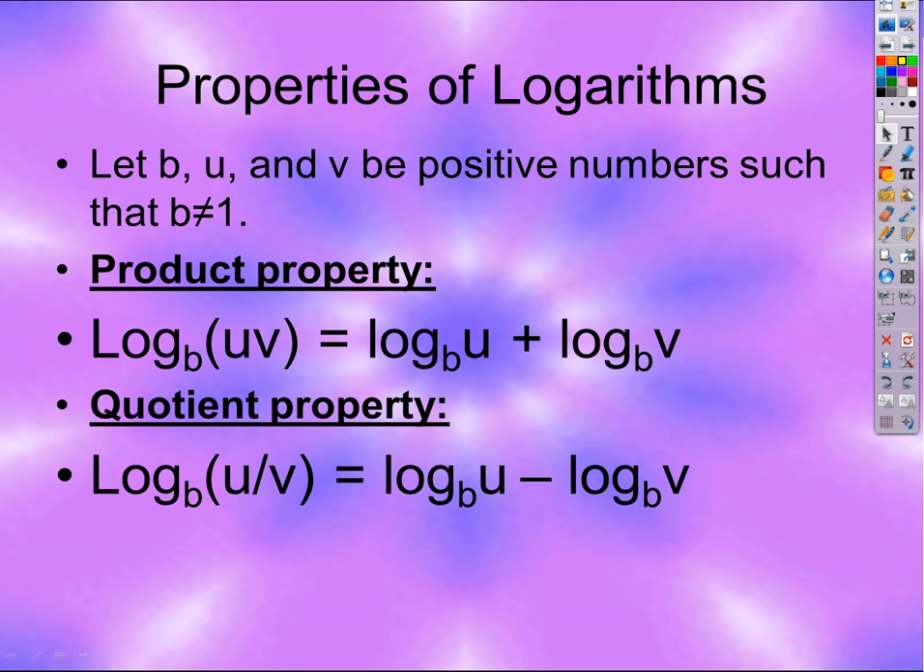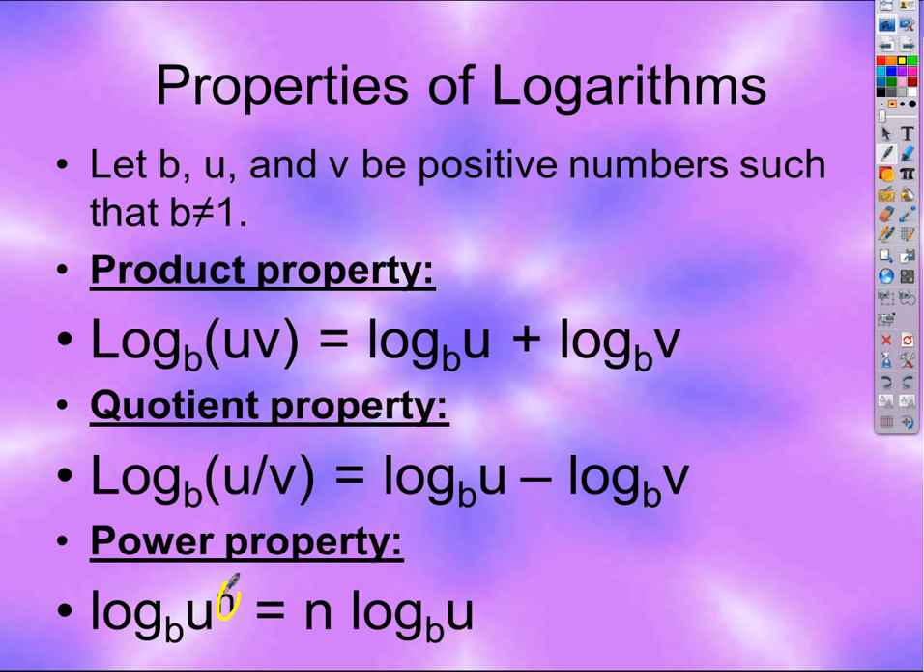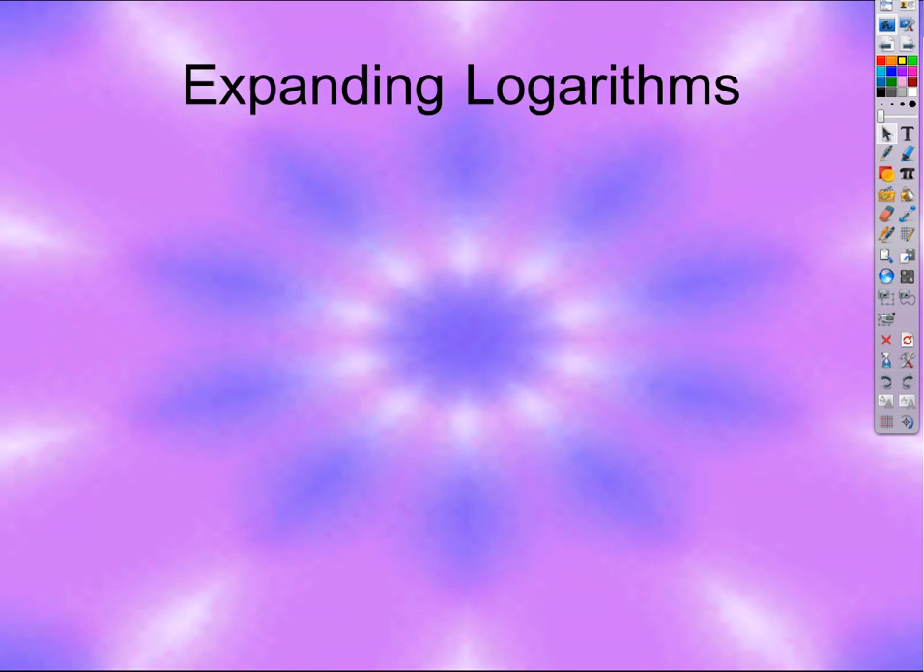And then finally, we have the power property. If I have the log of u to the n, this is probably the easiest one in a way. All you do is take the exponent and stick it out front. It becomes a coefficient, so it just becomes n times the log of u by itself instead of the log of u to the n. So try this. Not hard stuff.